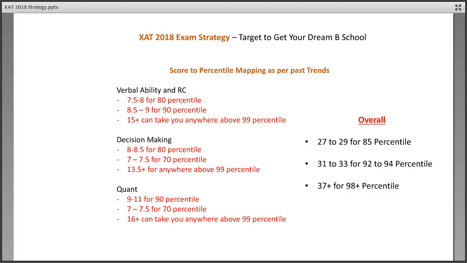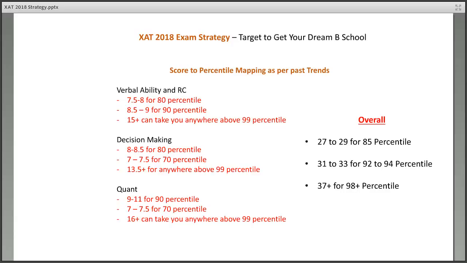In fact, quant is relatively the toughest section of XAT, and hence for people who are weaker in quant, it's very important that you focus on verbal ability and decision making more to maximize your score. Because if you suffered in quant of CAT or quant of some of the other exams like IFT or NMAT, take my words that quant of XAT is going to be much more tougher.